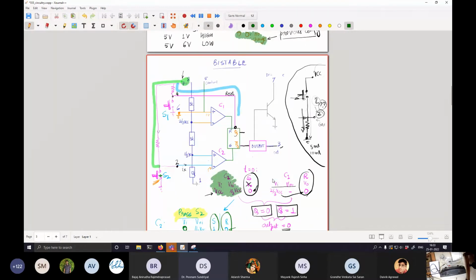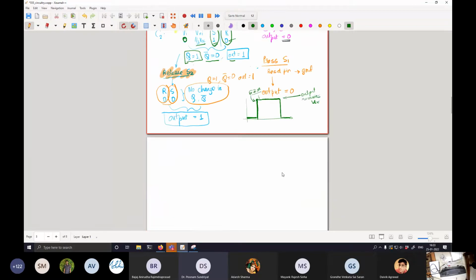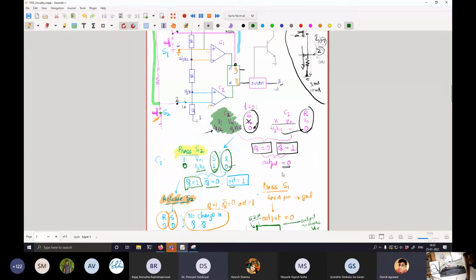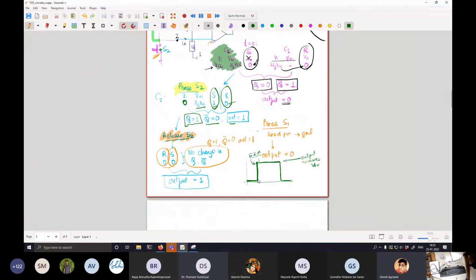Is this bistable mode of operation clear to everyone? So did we release S1? Yes, we released S1. No, sorry. S1, you just press it and release. You have to just press and release. It's like a spring switch. Both of these S1, S2 are spring switches. They are not like latch switches.